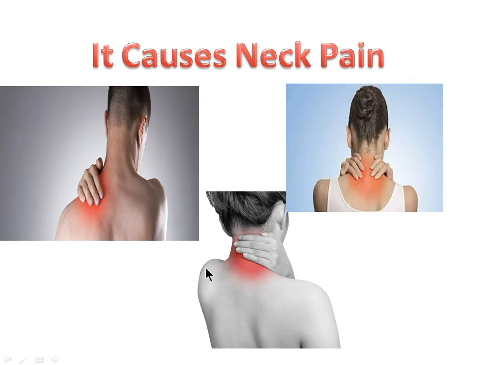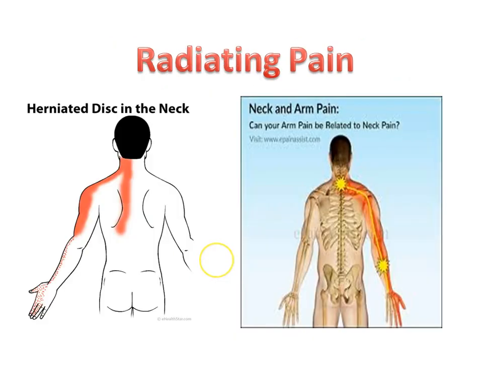Bottom line is it causes neck pain or upper back pain, and that's why you're here today. For some of you, it's causing radiating pain. So not just pain in the neck, but pain that literally runs into the shoulder, the upper arm, the forearm, even numbness and tingling in the hands. For some, it causes pain inside that shoulder blade.